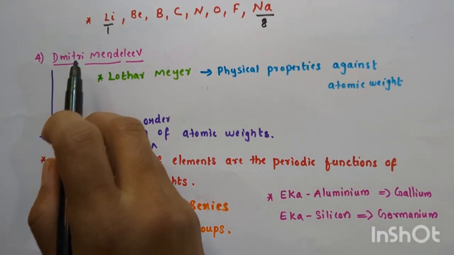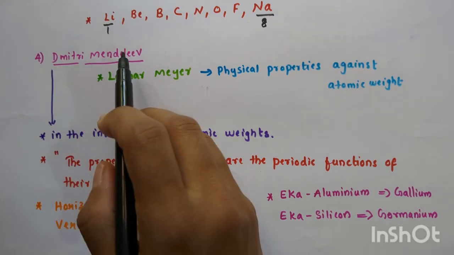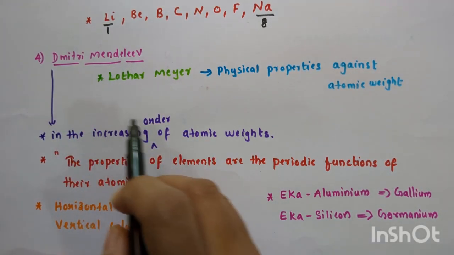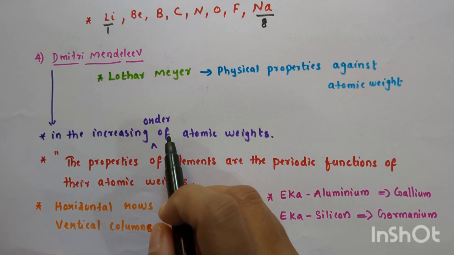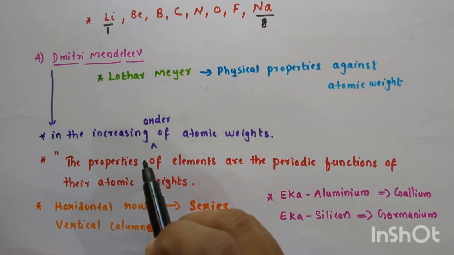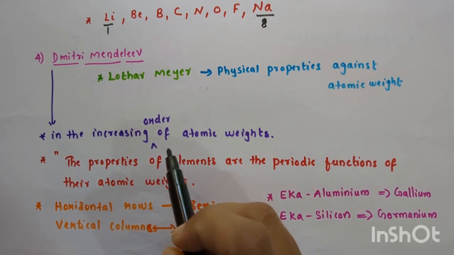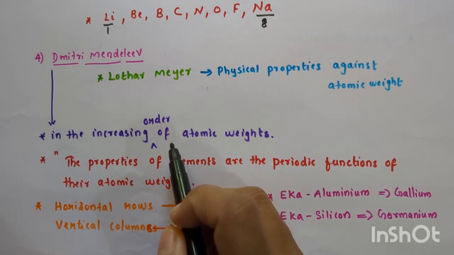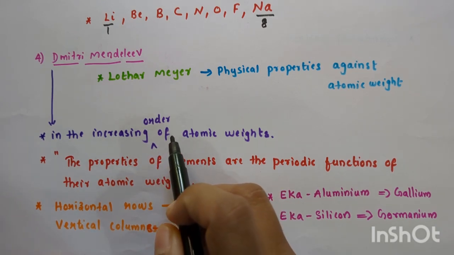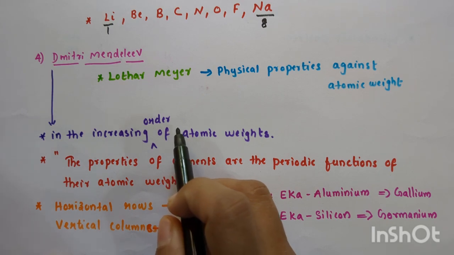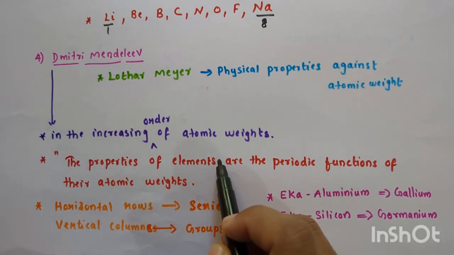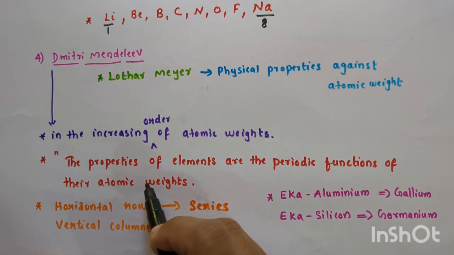So when we come to Mendeleev's classification, he classified the elements in the increasing order of their atomic weights. He found that the properties of elements repeat after a regular interval. Based on this observation, he proposed a periodic law which states that the properties of elements are the periodic functions of their atomic weights. That is, when the elements are arranged in the increasing order of their atomic weights, their properties repeat after a regular interval.